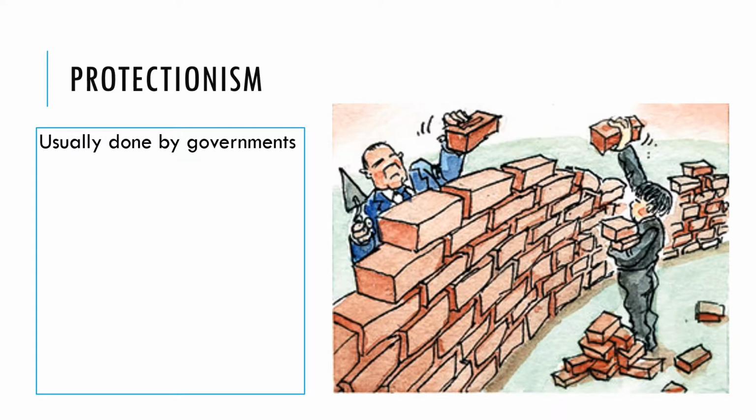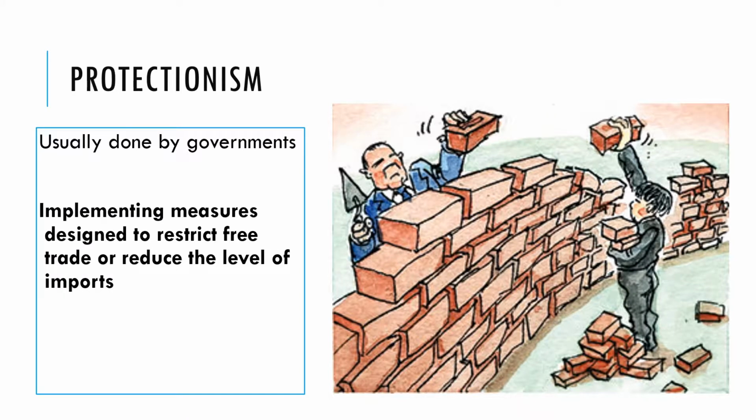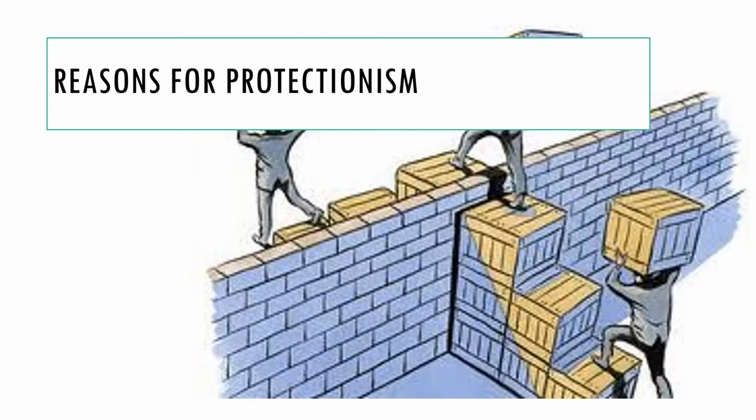It's usually done by governments, and it involves implementing measures designed to restrict free trade or reduce the level of imports. So this involves the creation of trade barriers, trying to prevent imports from entering a domestic or a local national market. So why would a country want to reduce the level of imports?